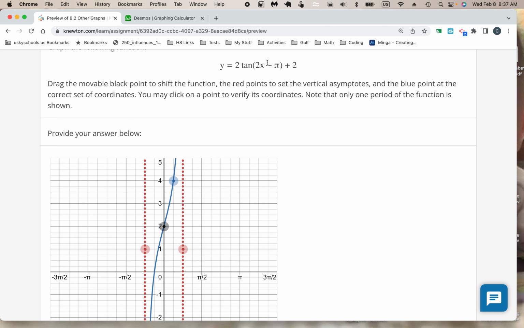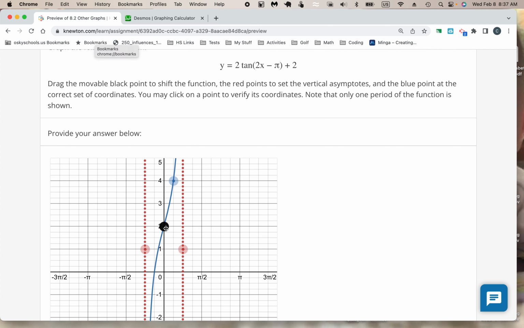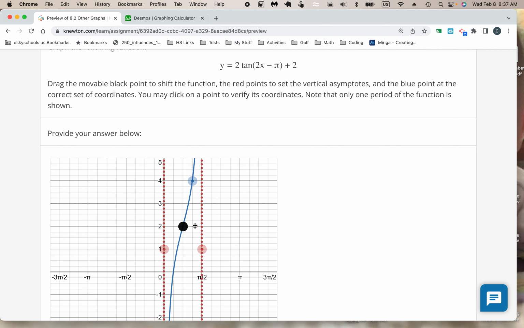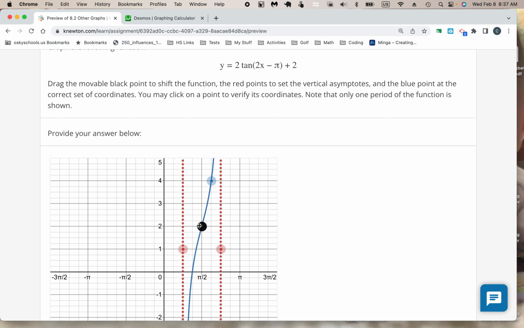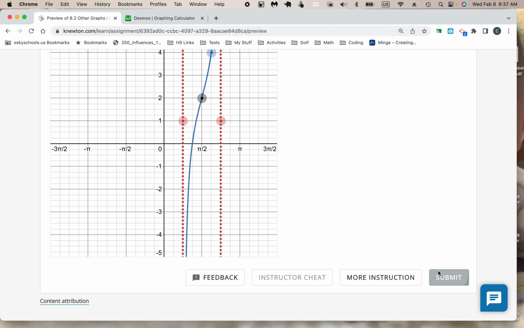And then we have to take care of the phase shift. So if I go back and look at what my phase shift was, pi over 2. So I'm going to move this whole function to the right pi over 2. Pi over 2 would be right there. And then I'm going to hit submit, and I have now graphed that function.